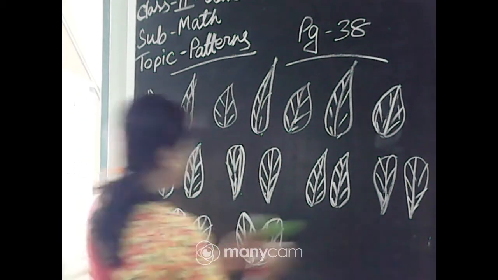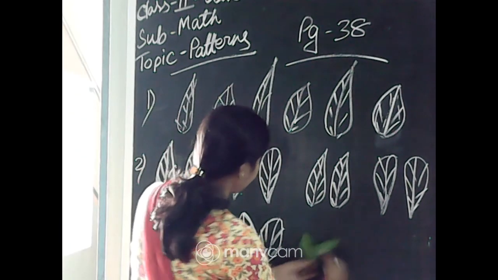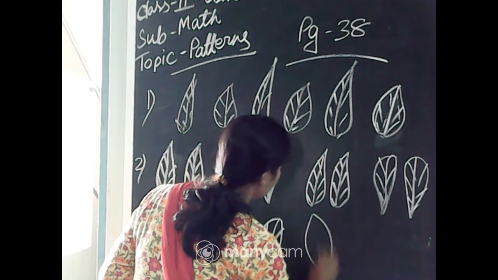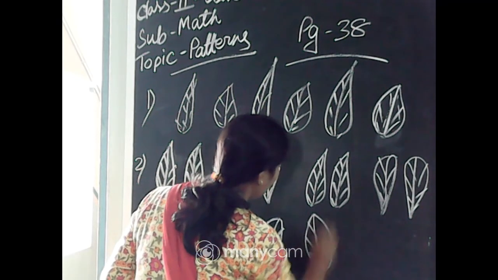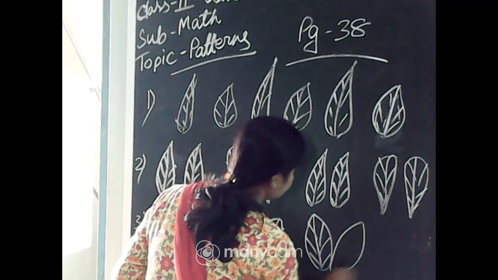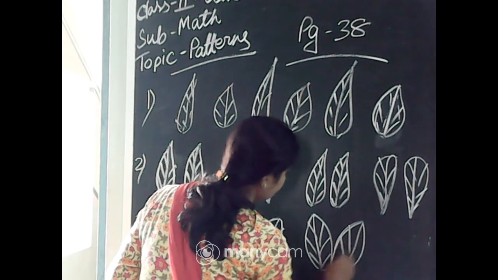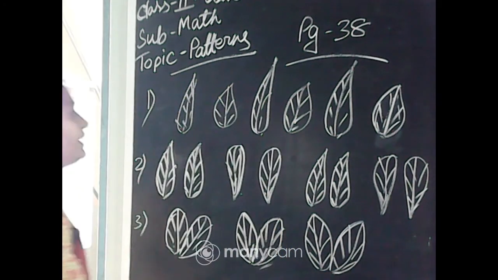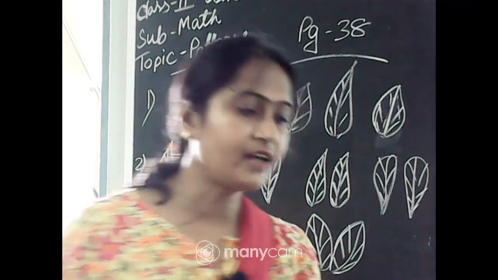Okay. Now you can make this pattern in this way also. This round type shape with guava leaves. Okay. This is the pattern. Okay. Done. Three types of patterns.